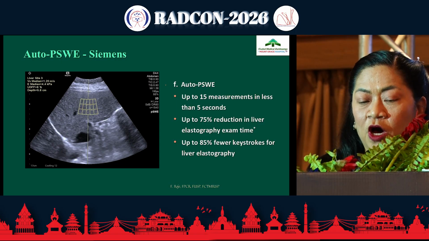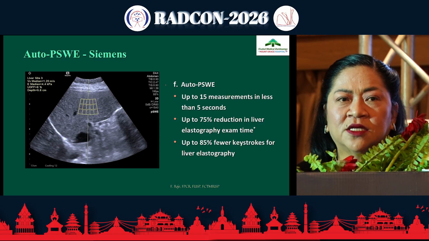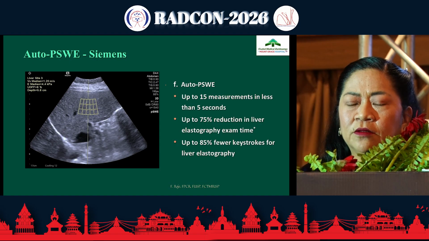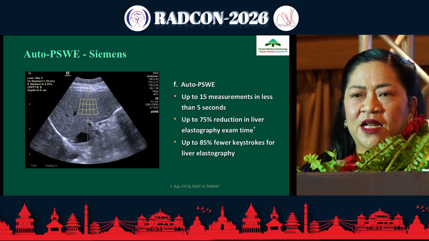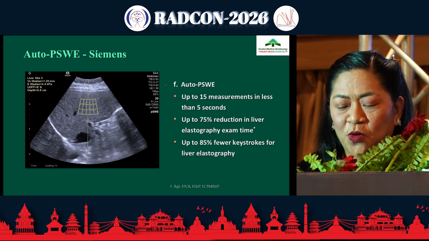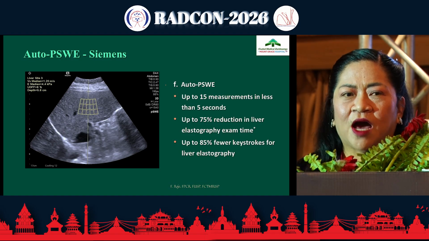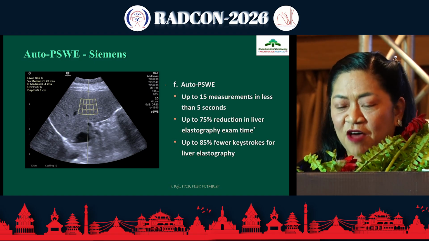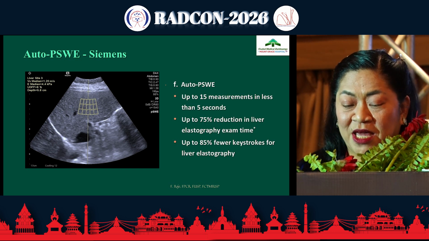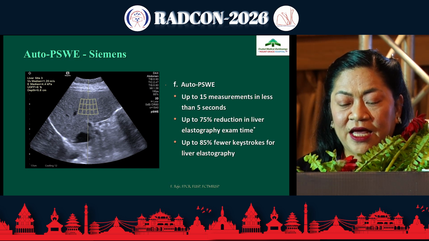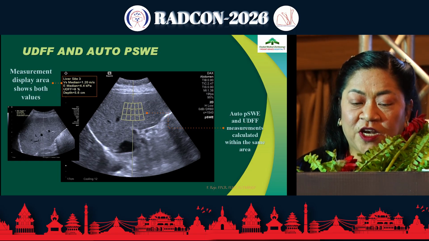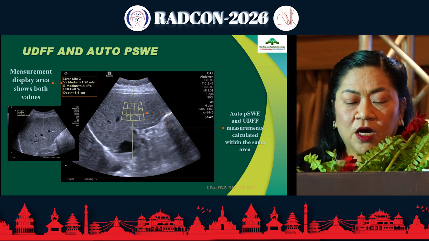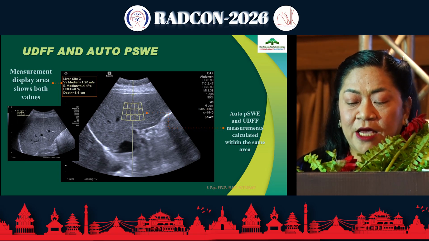I'm just going to mention the auto point shear wave of Siemens, because usually we get 1 number. When we do this, it's a new technology, so you get 50 numbers. Even if you take out many outliers, you will still have many measurements. And together with the point shear wave where you get 50 numbers, you can do the fat fraction at the same time.